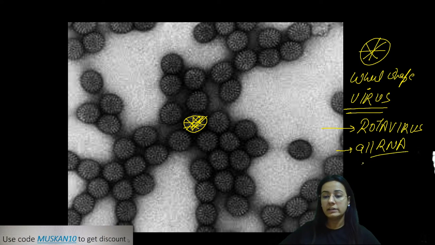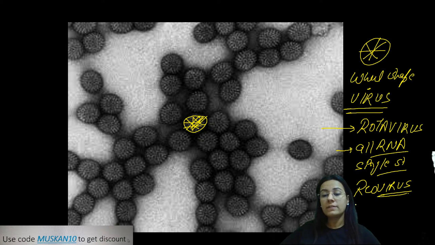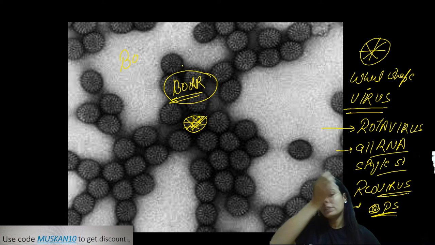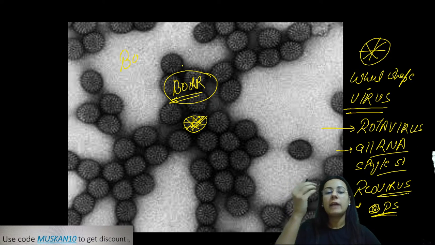all RNA viruses are what? The single stranded, except the reovirus. Okay, that is the rotavirus, that is what? The double stranded. Okay, and also one more thing, we remember the mnemonic, that is the BOAR. Okay, and humne kaise yaad kiya tha? Boar kya hota? Boar hota hai, that we eat, and they are segmented. So BOAR is what? Segmented.